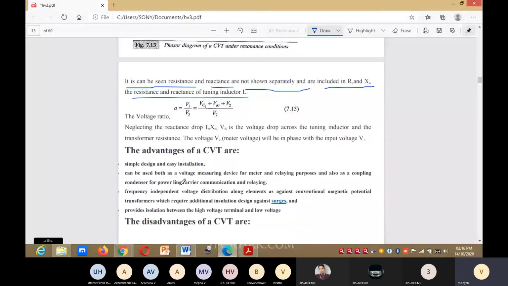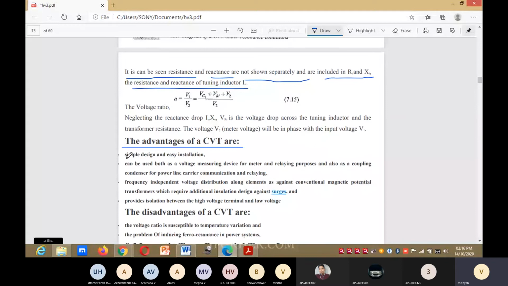Next, the advantages of a CVT are simple design and easy installation. It can be used as a voltage measuring device for meter and relaying purposes, and also as a coupling condenser for power line carrier communication and relaying. It gives frequency independent voltage distribution along elements, as against conventional magnetic potential transformers, which require additional insulation design against surges.